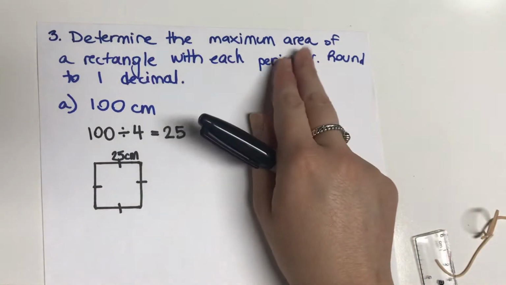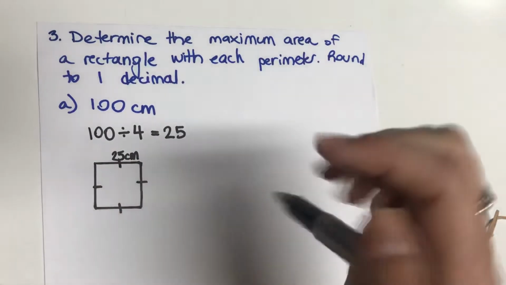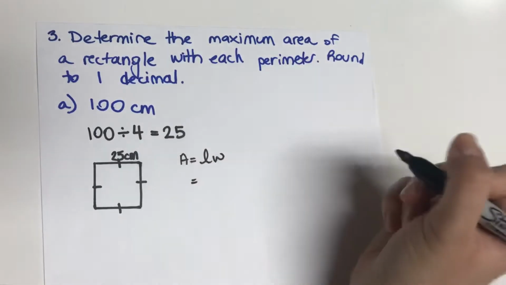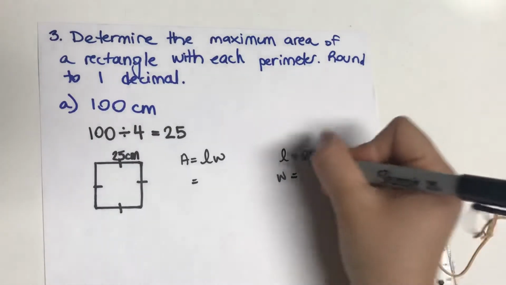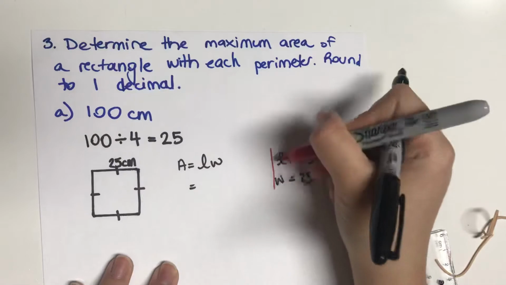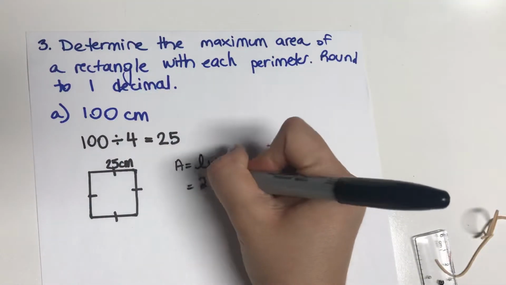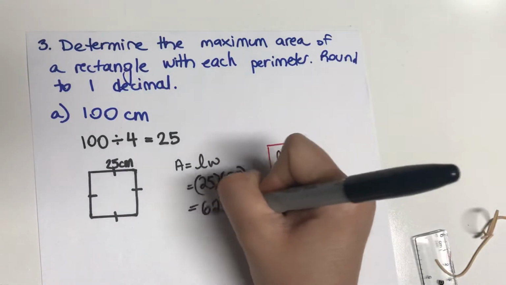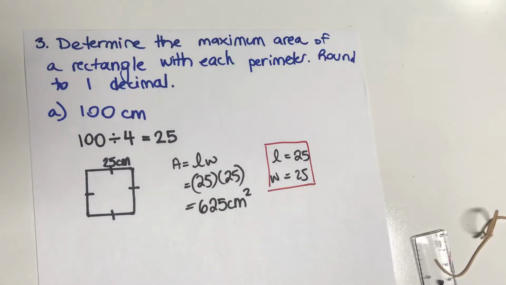The question is actually asking for the area. I found that the side length is going to be 25. So area is equal to length times width. My length is 25 and my width is also 25 because it is a square. So the length and the width are the same. That's part of the characteristics of a square. So 25 times 25 gives me 625 centimeters squared. So that is the biggest possible area.